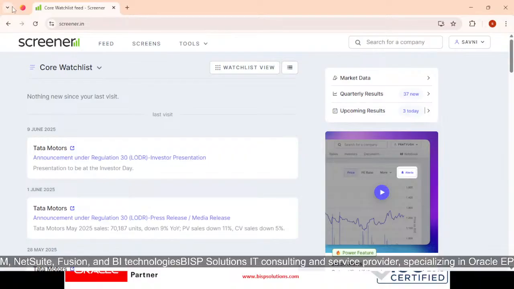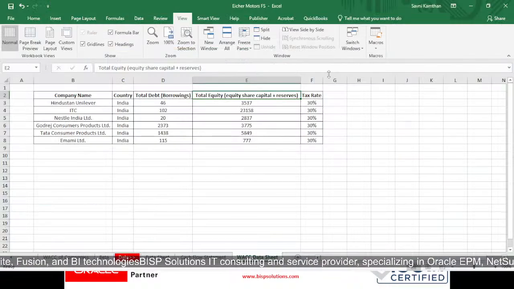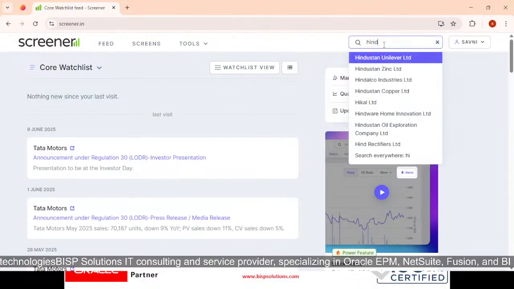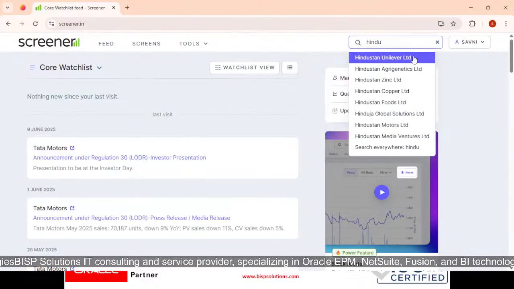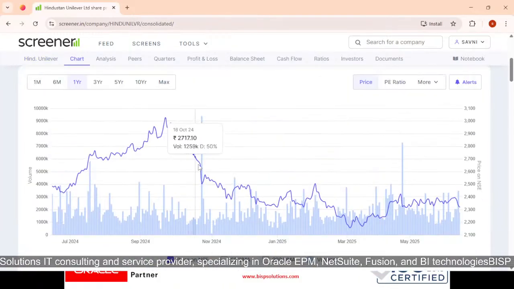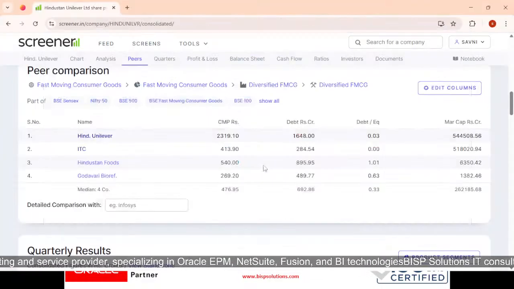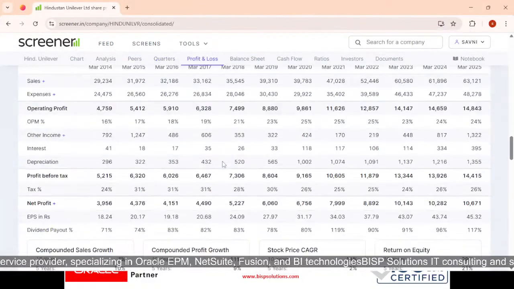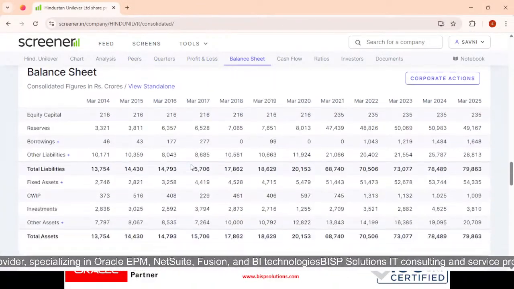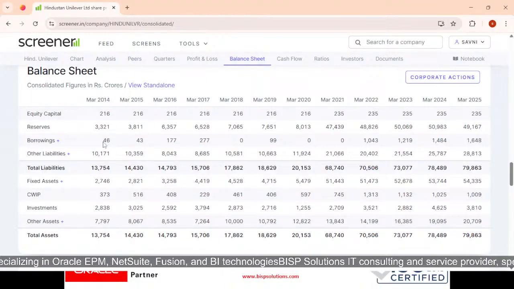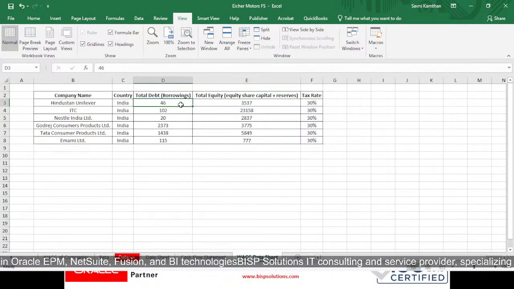I searched on Screener.in for the total debt of the company Hindustan Unilever. So my Hindustan Unilever Limited is there, and I will come down. What I have to take as total debt is our borrowings only. So I have taken 46. I have just written 46 only. No formatting will be done over here, right?